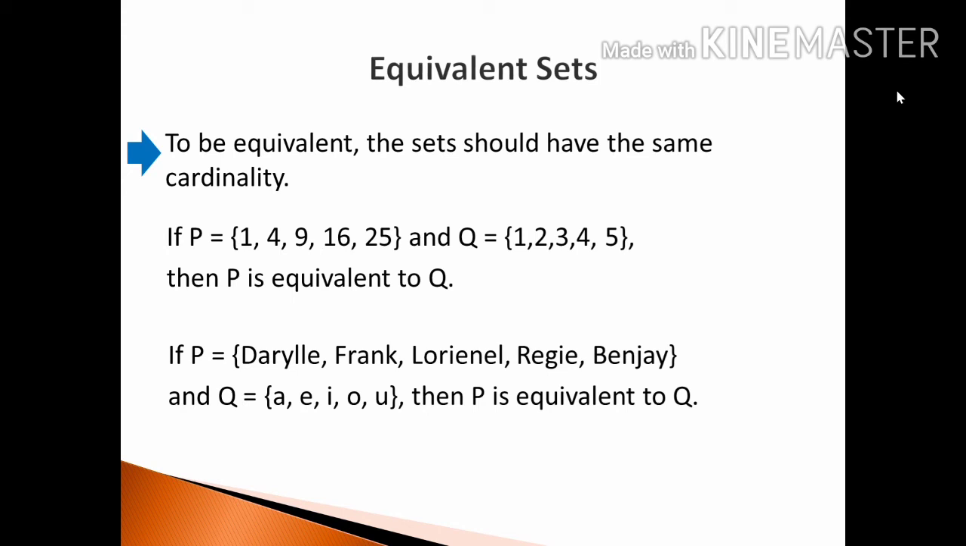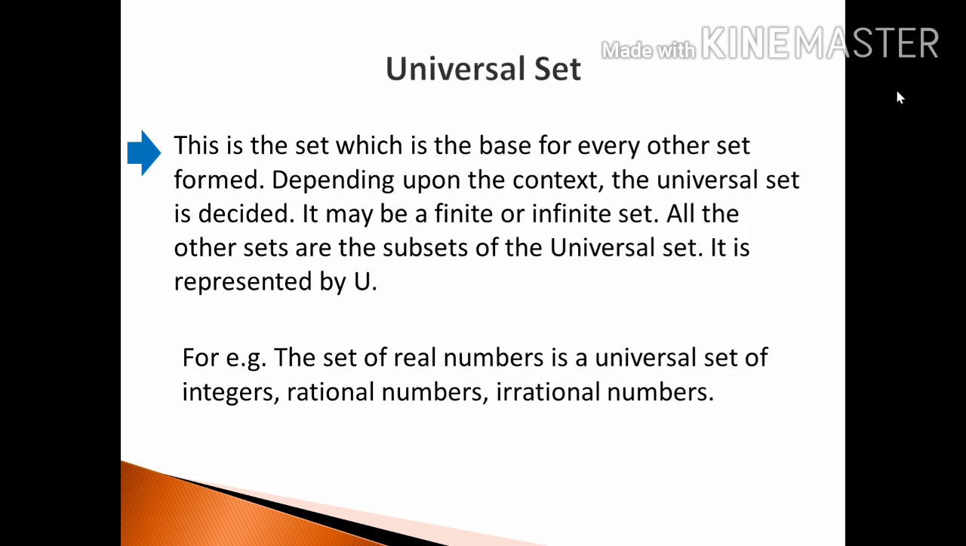So we can tell that all equal sets are equivalent sets, but not all equivalent sets are equal sets. I hope you understand that. Let's proceed with the universal set. When we say universal set, it contains all the elements, particularly in a given situation.